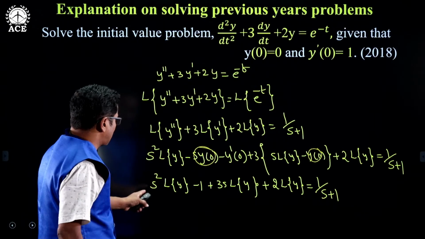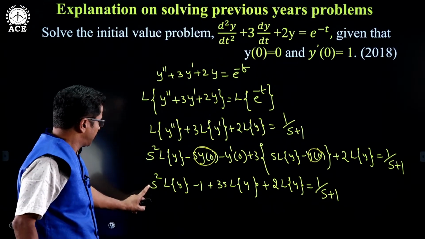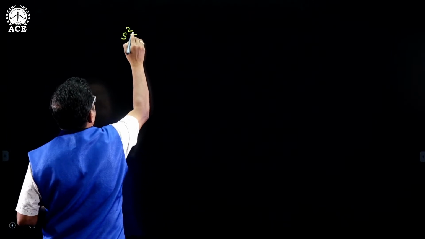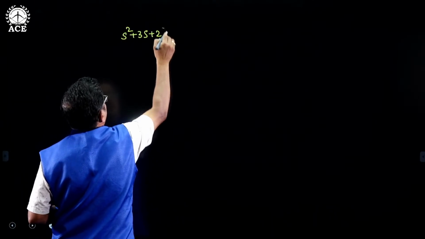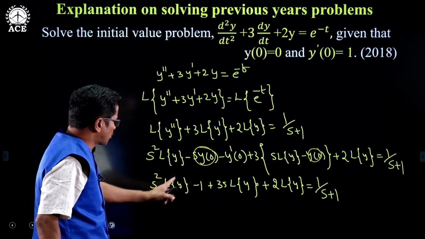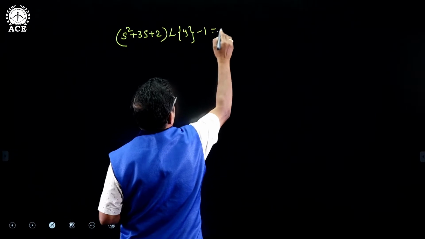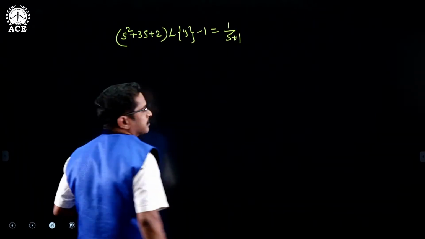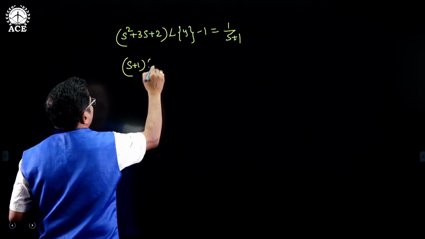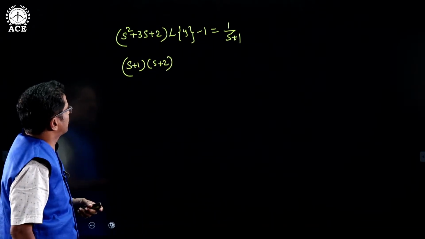Now I will take L of y common. The terms which are with L of y I will take under a common group: s square plus 3s plus 2 into L of y. Next, minus 1 only is left, equals to 1 by s plus 1. We can factorize s square plus 3s plus 2 as s plus 1 into s plus 2, times L of y.